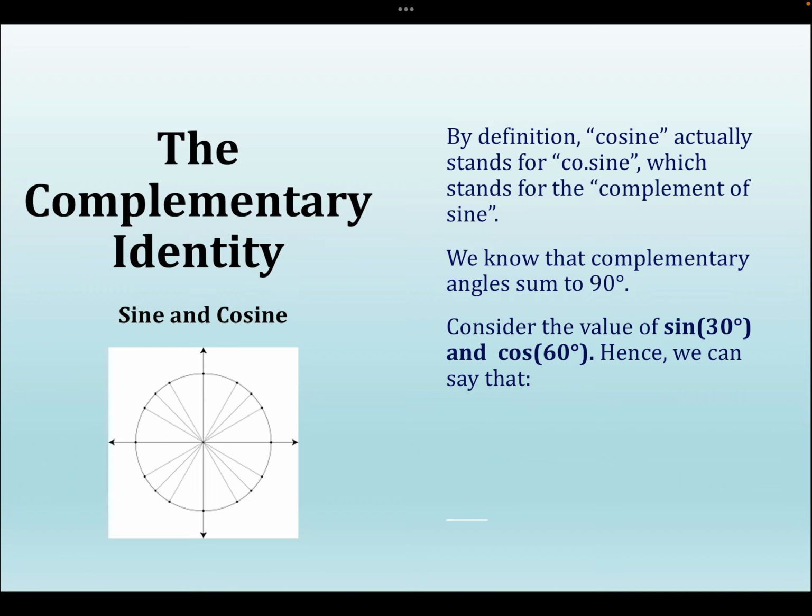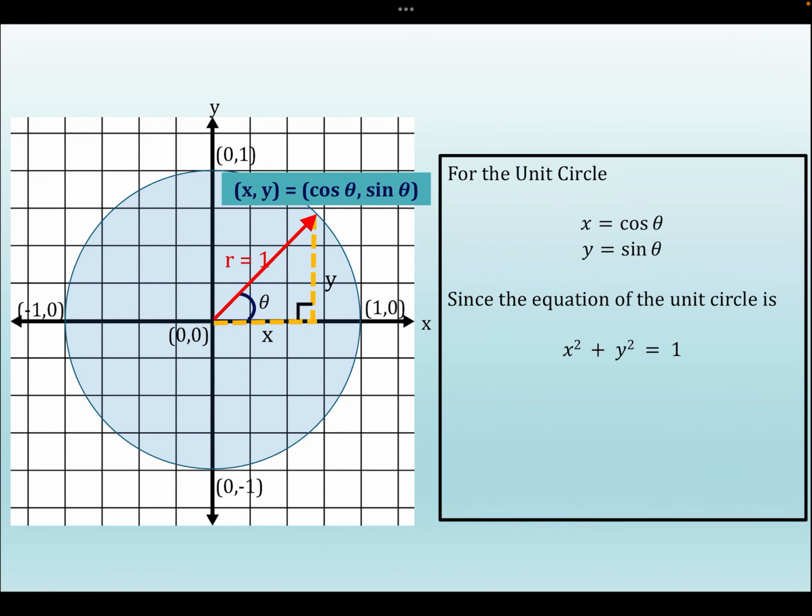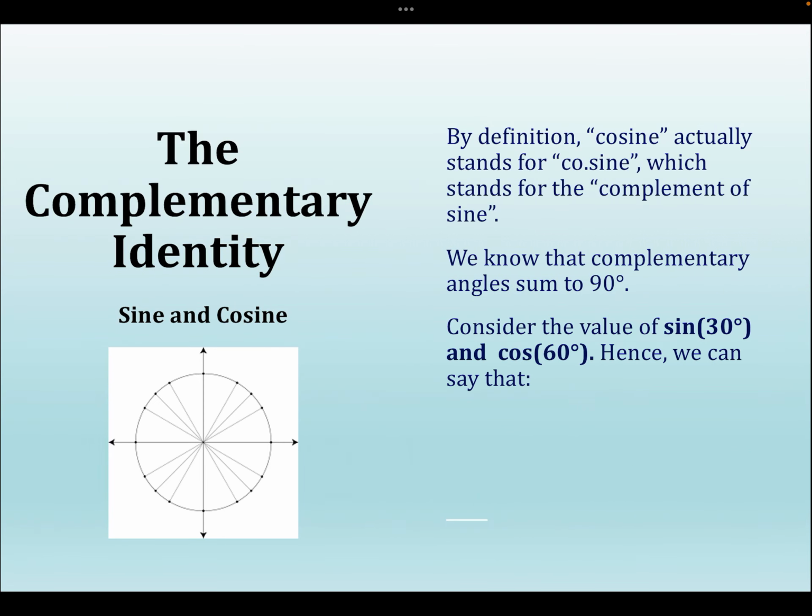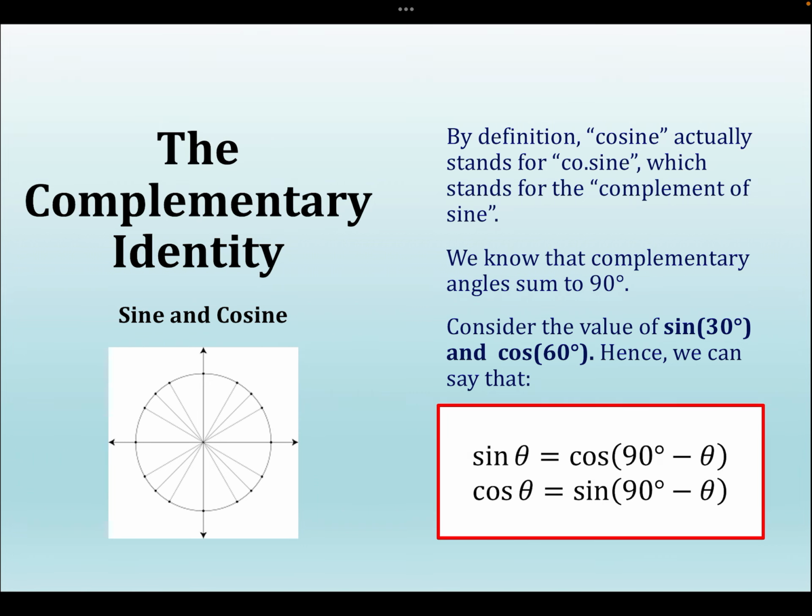First is the complementary identity. By definition, cosine actually stands for co-sine, which stands for the complement of sine. We know that complementary angles sum up to 90 degrees. So, consider the value of sine 30 degrees and cos 30 degrees. Therefore, we can say that sine theta equals cos of 90 minus theta, and cos theta equals sine of 90 minus theta.